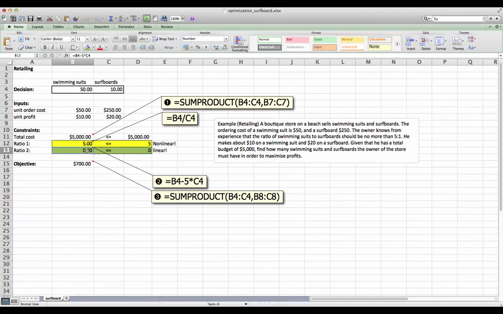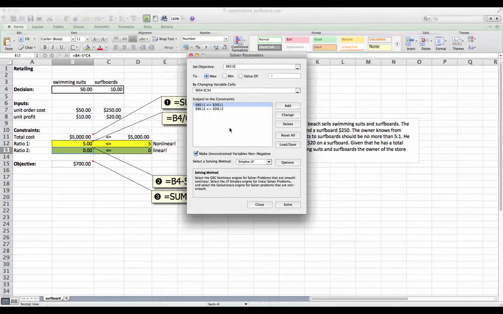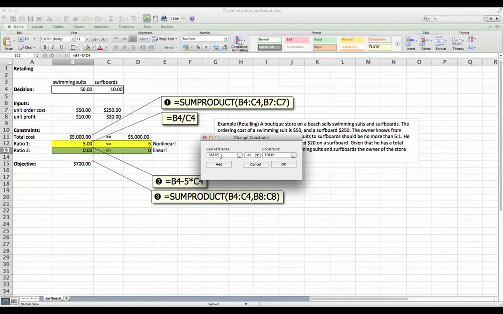So if we look at the second one here, instead of saying B4 over C4, which is here, we say B4 minus 5 times C4 is always less than or equal to 0. As you can see from the algebra perspective, they are equivalent. However, now B4 and C4 are linear with each other. Now, how about we use this linear constraint to solve the problem? So we modify this ratio constraint, change it to be the second one.